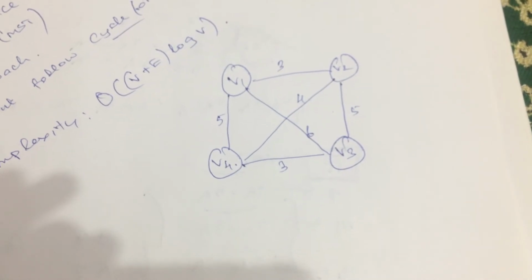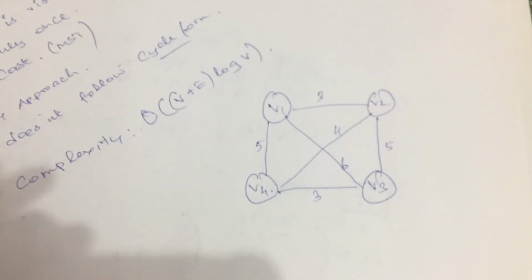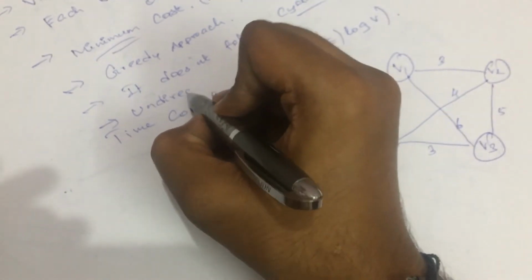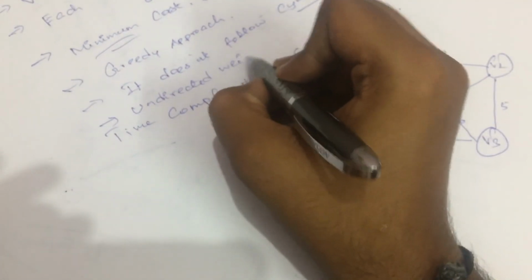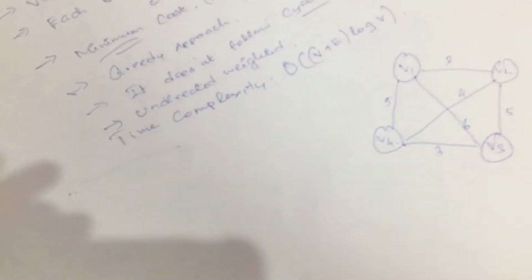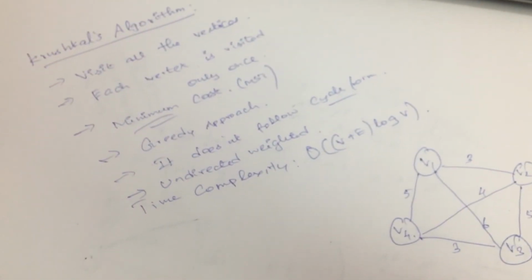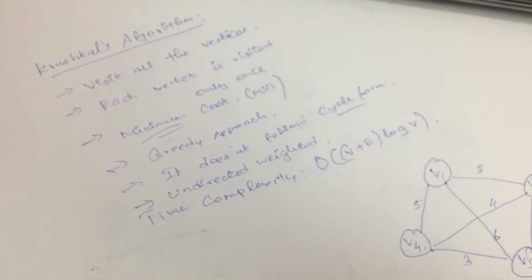It is a weighted undirected graph, right? Let us also mark here that it should always be an undirected graph. So it should be an undirected weighted graph. That is one important thing we need to note about Kruskal's algorithm.